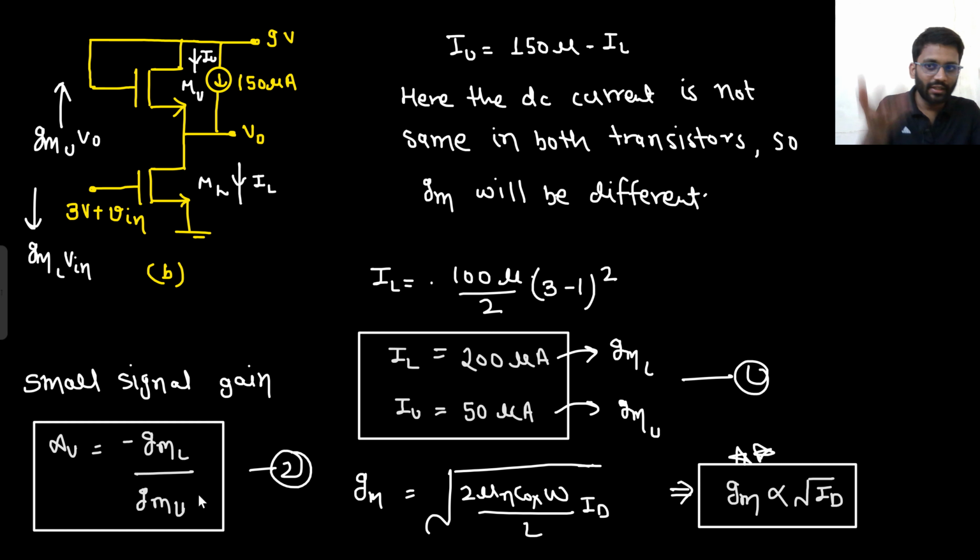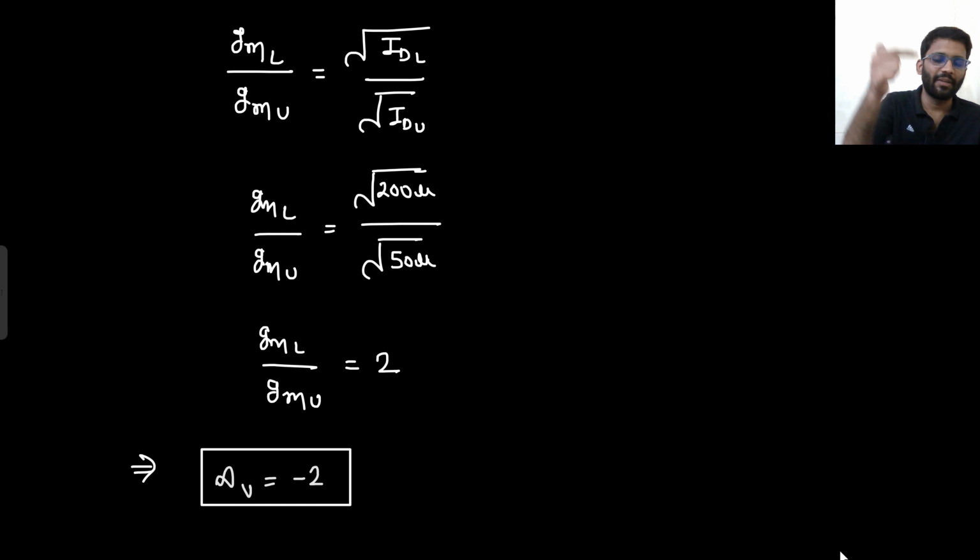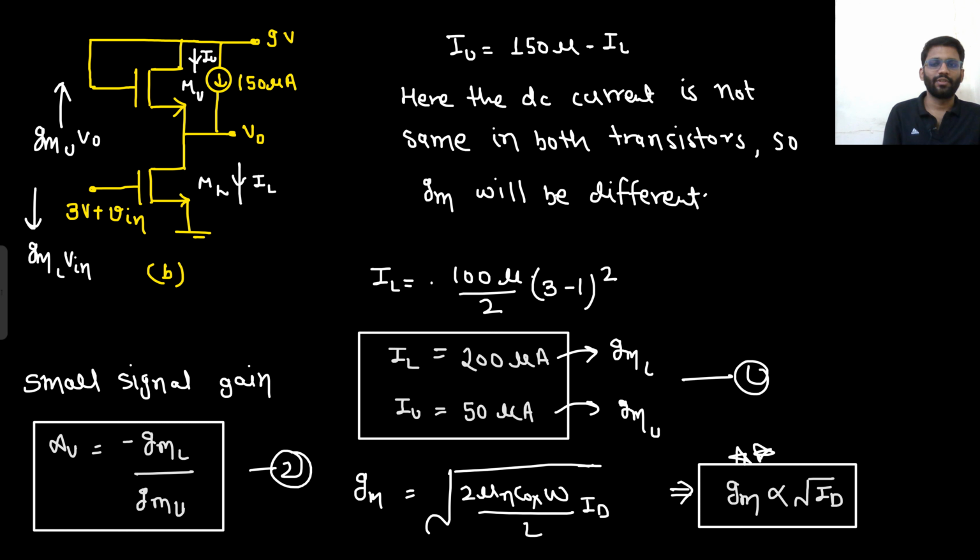Then what was your gain? You could write the gain, because we have already seen this problem in the previous lecture. Gain would be minus GML divided by GMU, right? So your target is to find the ratio between GML and GMU. GML by GMU would be root IDL by root IDU. IDL value you have, IDU value you have: 200 micro divided by 50 micro, under root. So that would be 2. So your gain would be minus 2. Did you understand this problem?